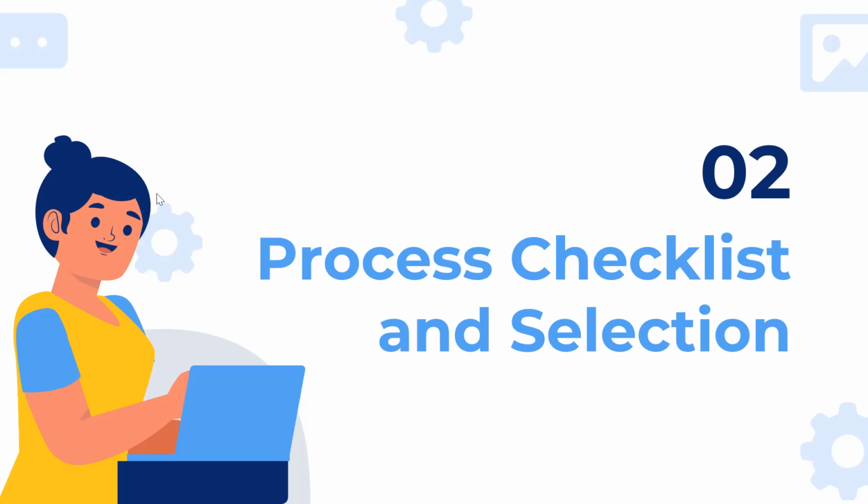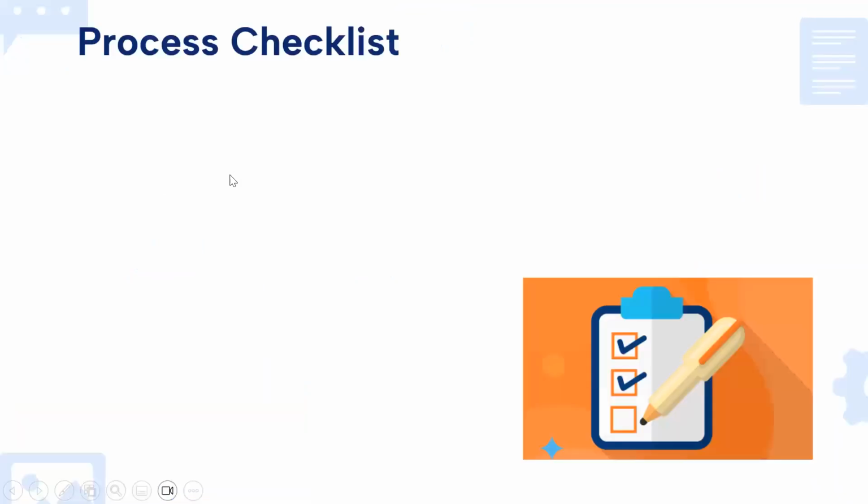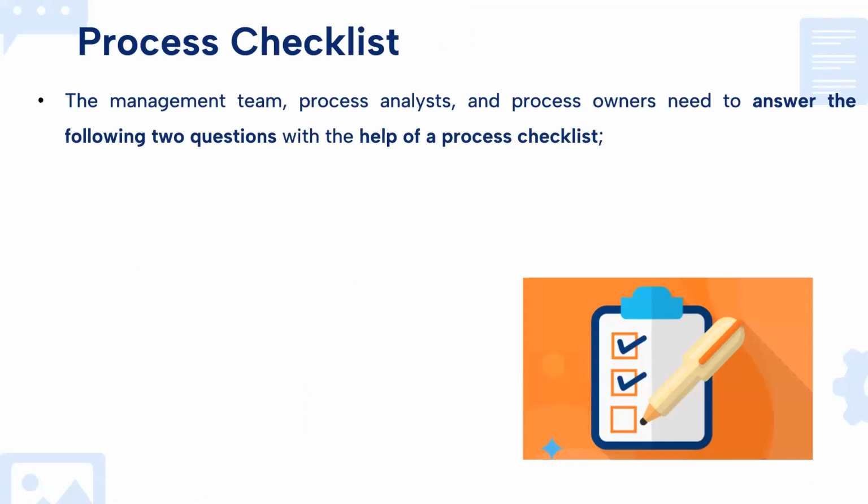Okay, so we'll move on to the second part now. The second part is process checklist and process selection. Okay, so what is a process checklist?